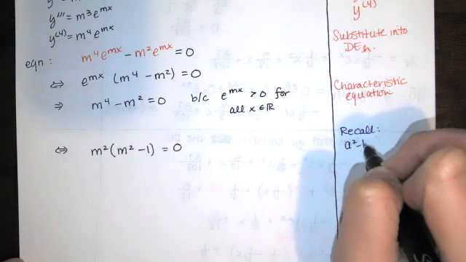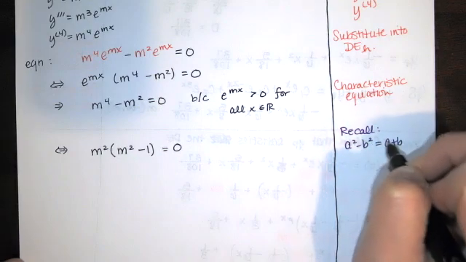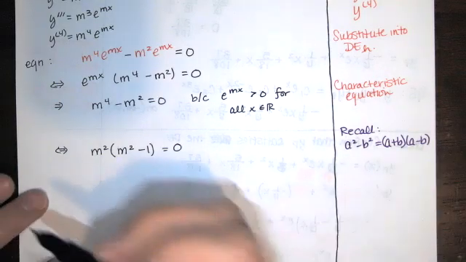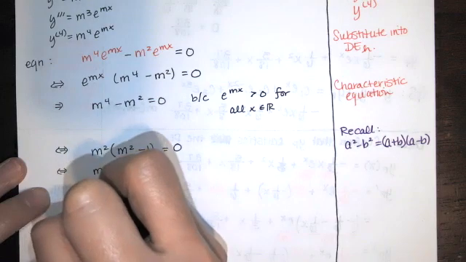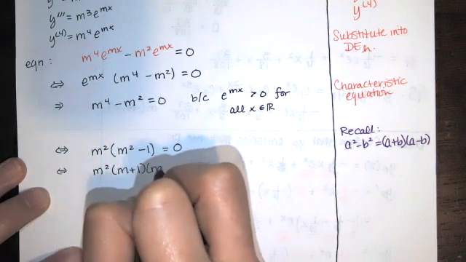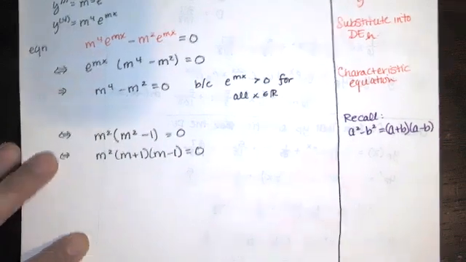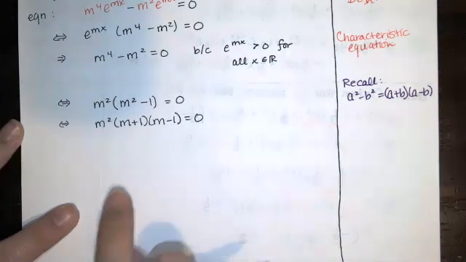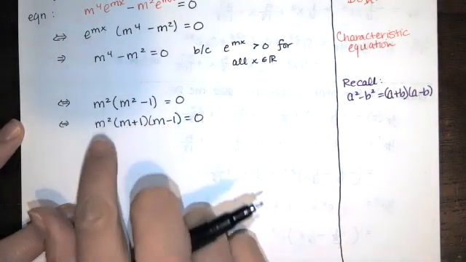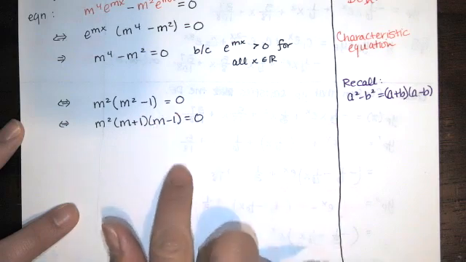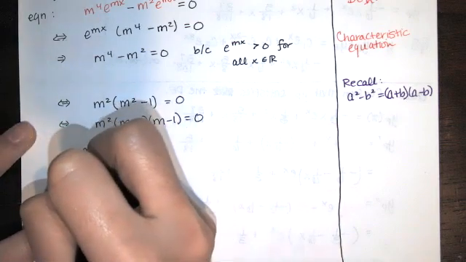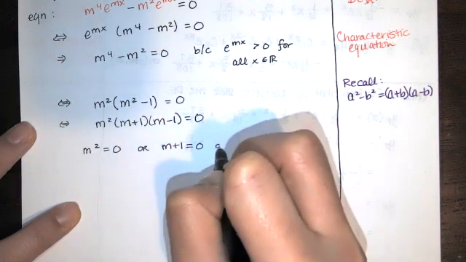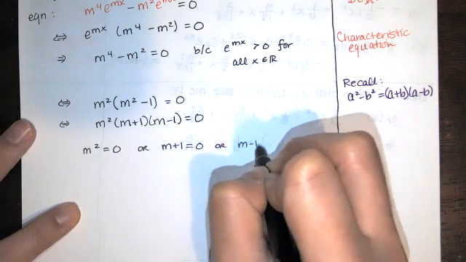Remember, if you've got a squared minus b squared, that factors to a plus b times a minus b. This is m squared times m plus 1 times m minus 1. Okay, so it looks like this is a factored form of our characteristic equation. This times this equals 0 if this factor equals 0, or this factor equals 0, or this factor equals 0. So the only way we're getting 0 out of that product is if one of the factors is 0.